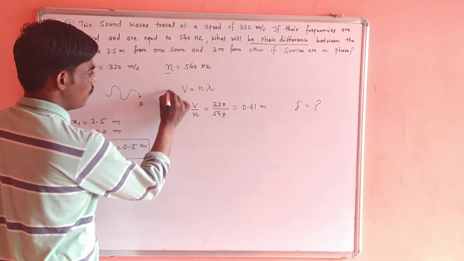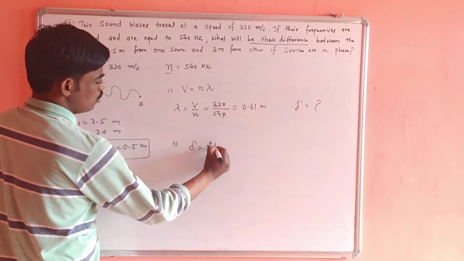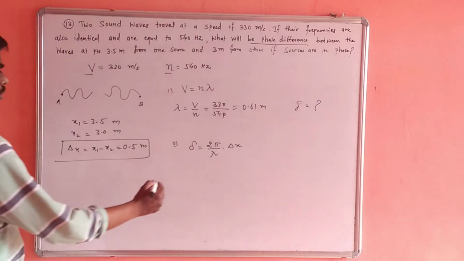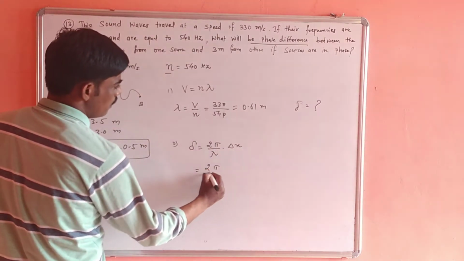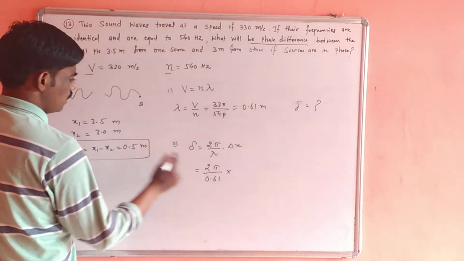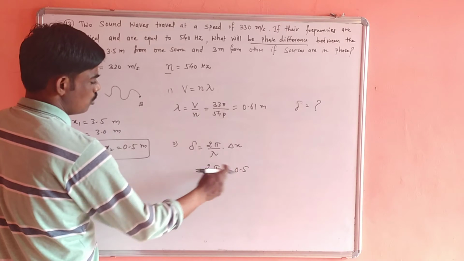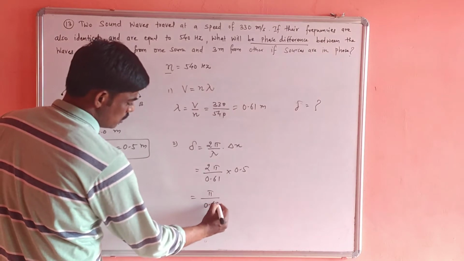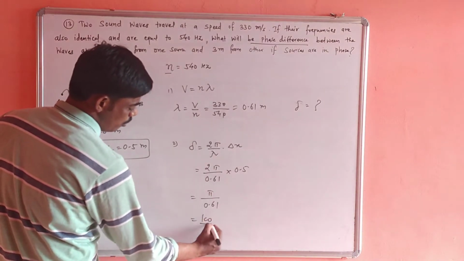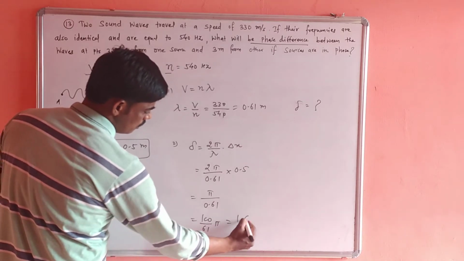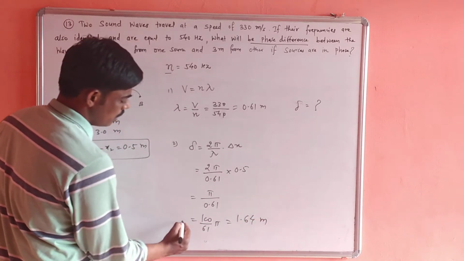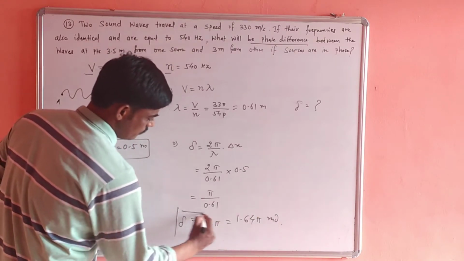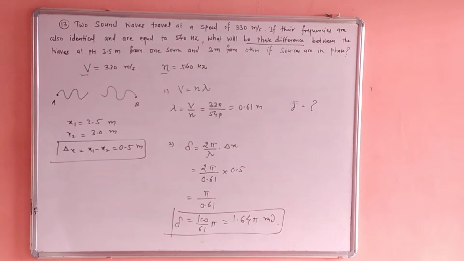So we can use the formula del is equal to 2 pi by lambda into del x. Substitute values of lambda and del x. 2 pi, lambda 0.61 and del x is 0.5. 0.5 into 2, it becomes 1. Pi over 0.61, that means it becomes 100 upon 61 pi. This answer is 1.64 pi radian, as it is an angle, phase difference.